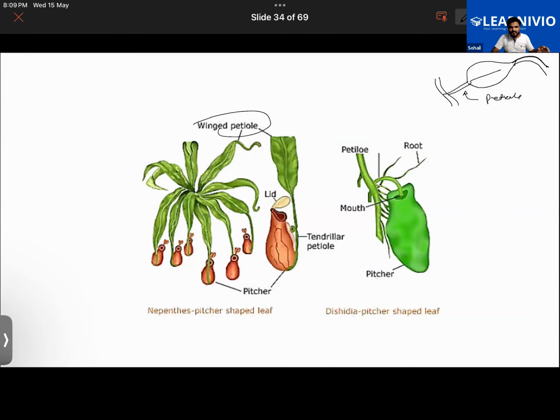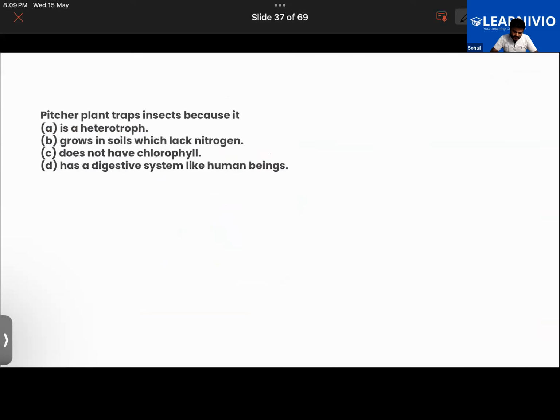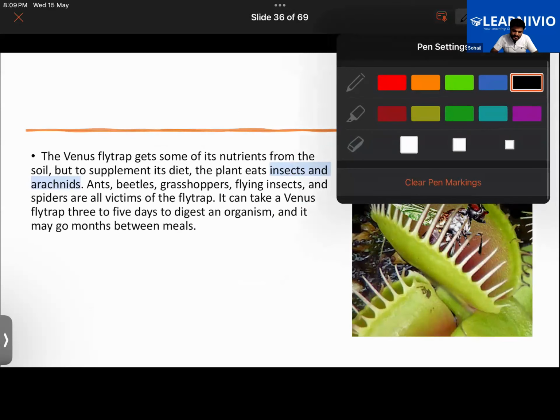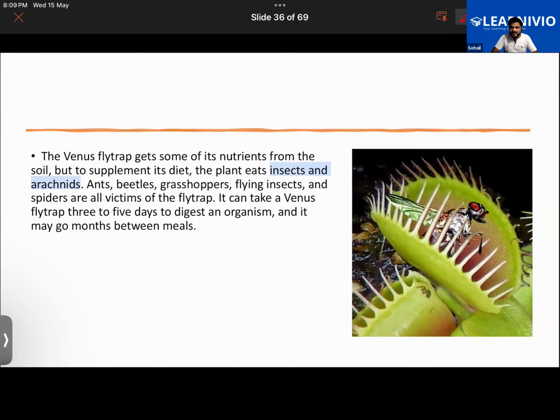Apart from these two, there are some other insectivorous plants also. If you know, you can learn about those also. Again, look at this Venus flytrap. Both the Venus flytrap and the pitcher plant grow in soil that is deficient in nitrogen. Getting it, guys? Both of them will grow in nitrogen deficient soil.